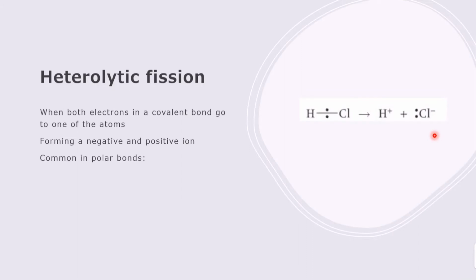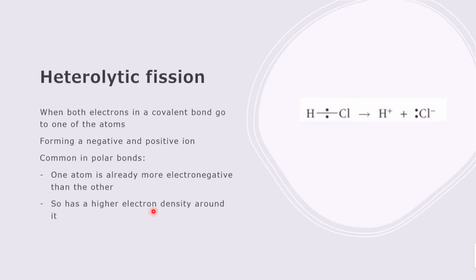Heterolytic fission is common in polar bonds, and this is when one atom is already more electronegative than the other, and electronegative means it attracts the bonding electrons more. So this has a higher electron density around it. This chlorine is already more electronegative. It attracts these bonding electrons more, so the electrons will be around this chlorine more often, meaning it's more likely to take both of these electrons with it during heterolytic fission.